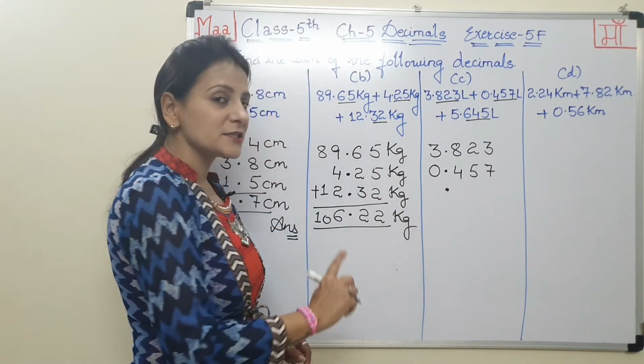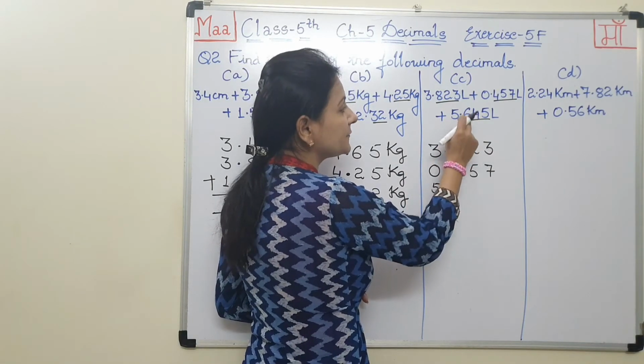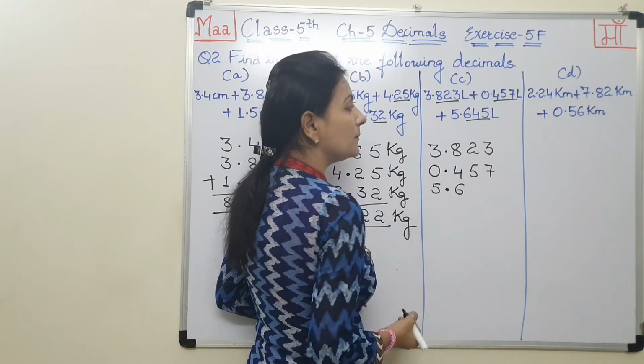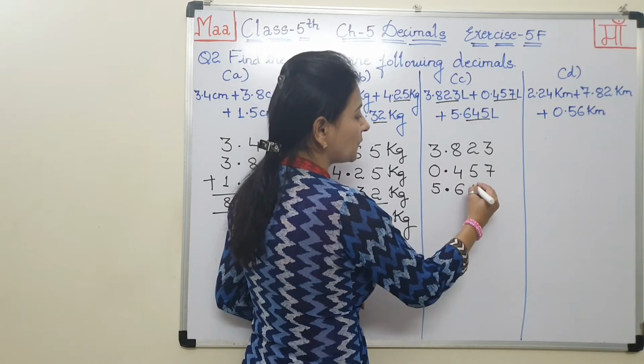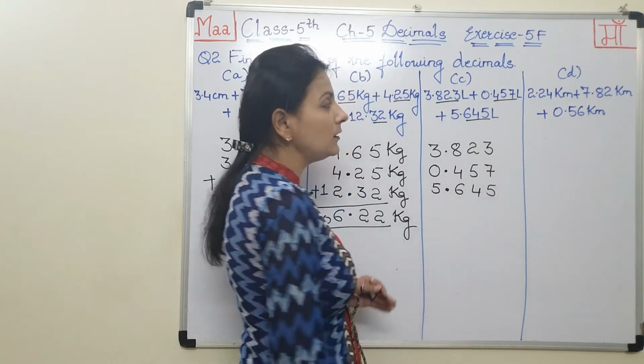Before decimal is digit 5. So that will come under 0. After decimal the first digit is 6. That will come under 4. Second digit is 4. That will come under 5. Third digit is 5. That will come under 7.